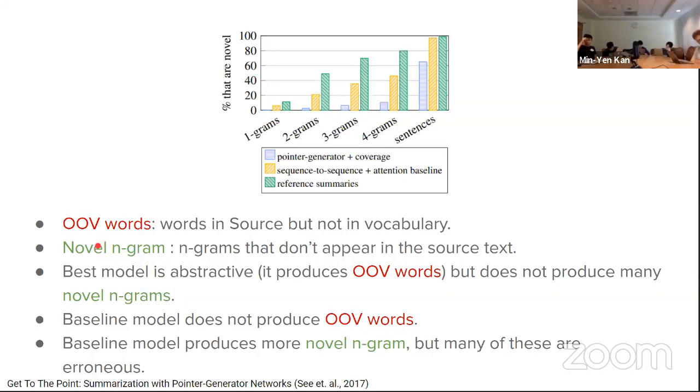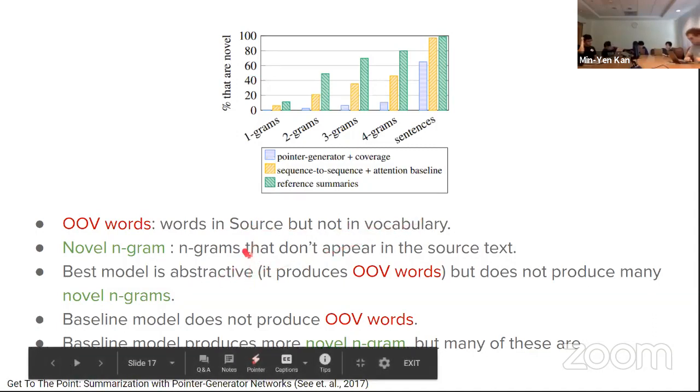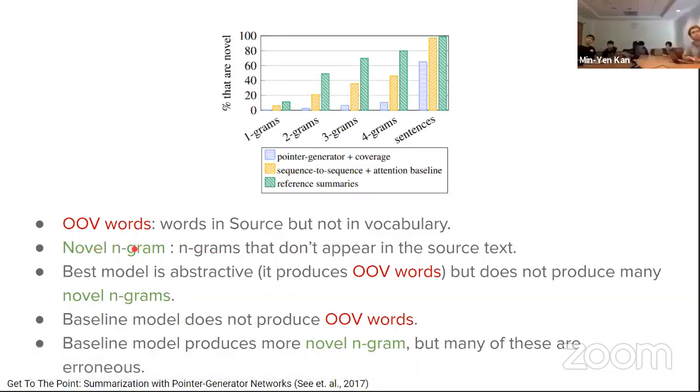By out of vocabulary words, what we mean is words in the source document, but not in the vocabulary. So basically our model is not aware of them because they are not in the vocabulary, but we have seen them in the source document. And by novel n-gram, what we mean is n-grams that actually don't appear in the source text.